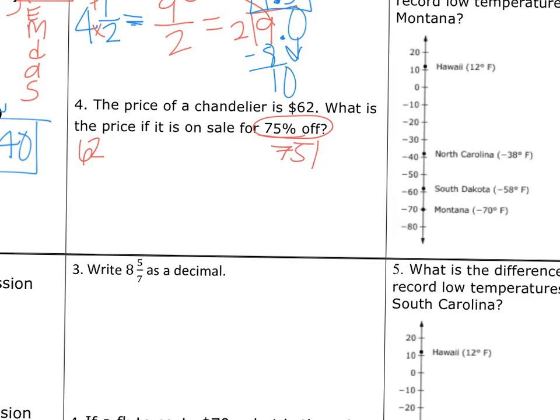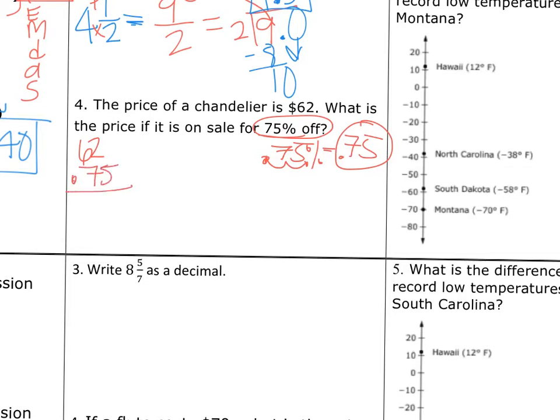$62. And we want to know what the price is if it's 75% off. So if I want to write 75% as a decimal, all I have to do is put a decimal right here next to the 5 and move it 2 spaces to the left. So 75% turns into 0.75.